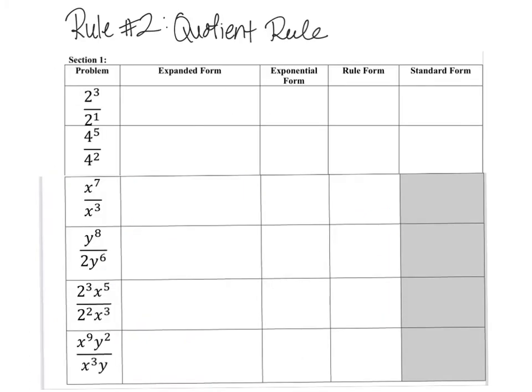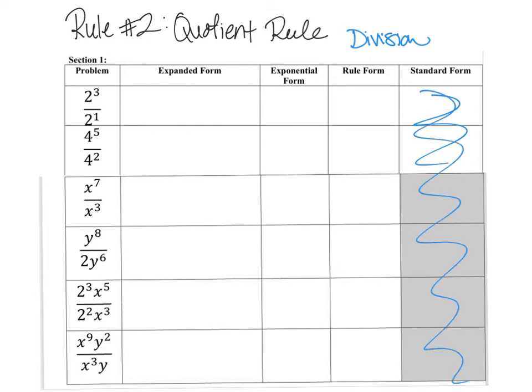Okay, so here is the quotient rule. All right, now anytime you hear the word quotient, it should make you think of division. So we talked about what to do when we're multiplying the same base. Now we're going to talk about what it looks like to divide the same base, okay? So this looks very similar to what we just did. We're not going to worry about standard form. And let me model for you what I would like for you to do.